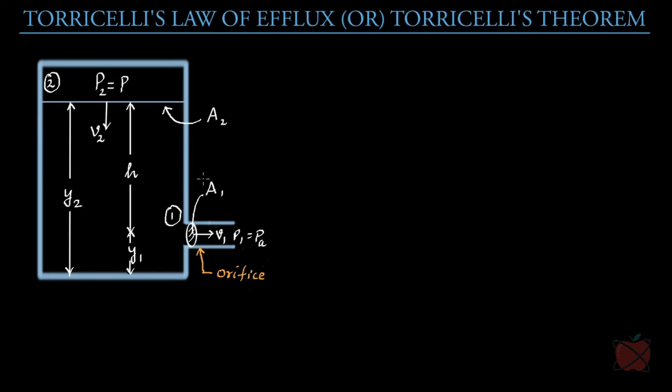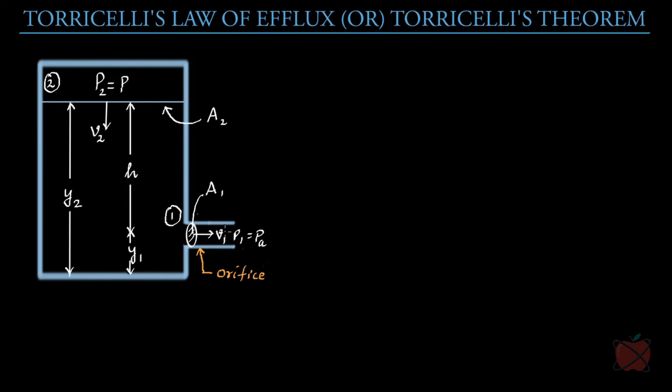Now let us take two points in this diagram. Point 1, which is just near the orifice, and point 2, which is on the level of water. Because this part is exposed to air, the pressure of the liquid here will be equal to the atmospheric pressure, PA. So P1 here is equal to the atmospheric pressure, and this part of the tank is sealed, so the pressure at this part, let us call it P. All right, so let us use the equation of continuity first.